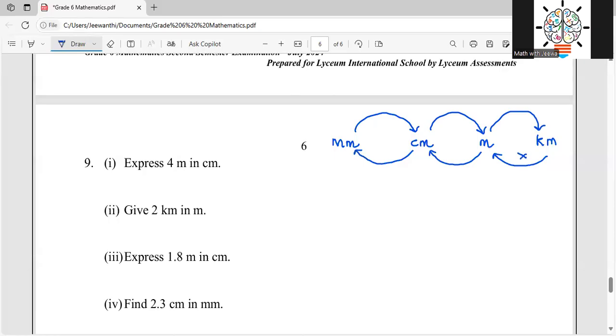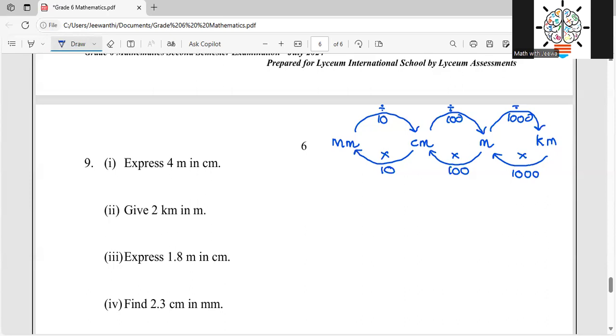If you want to convert kilometers into meters, you multiply by 1000. Meters into centimeters, you multiply by 100. And centimeters into millimeters, it is 10. The same way, if you want to convert millimeters into centimeters, you divide by 10. And here you divide by 100. And you divide by 1000. So that is how it works. So then when you have this, it's easy for you to do the conversions.